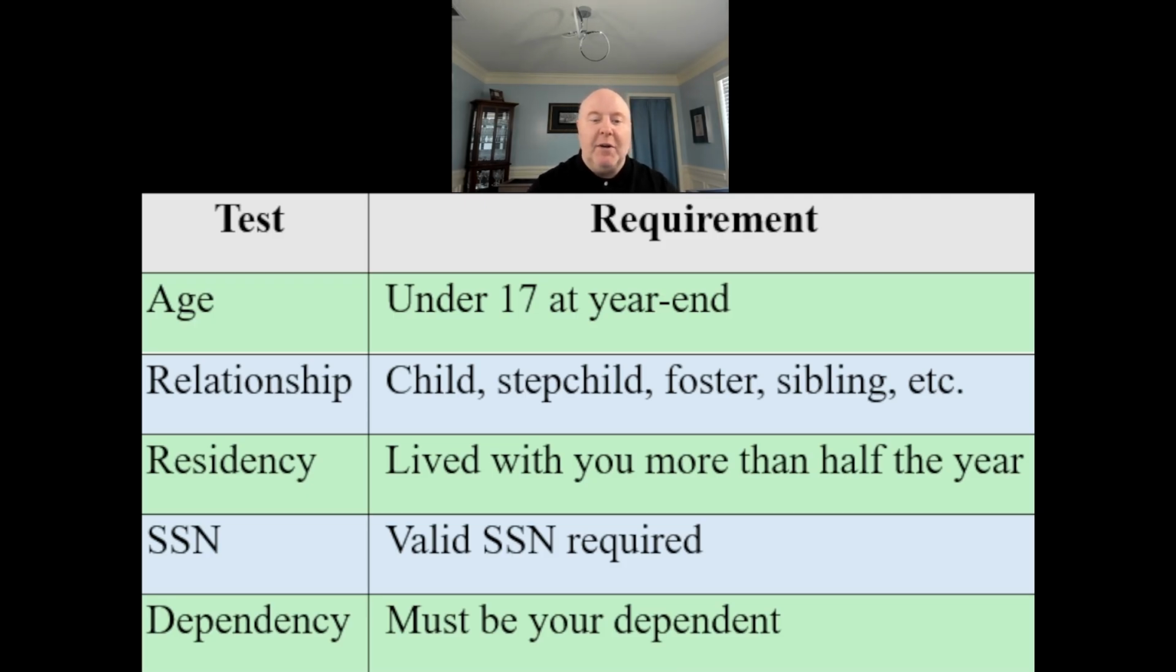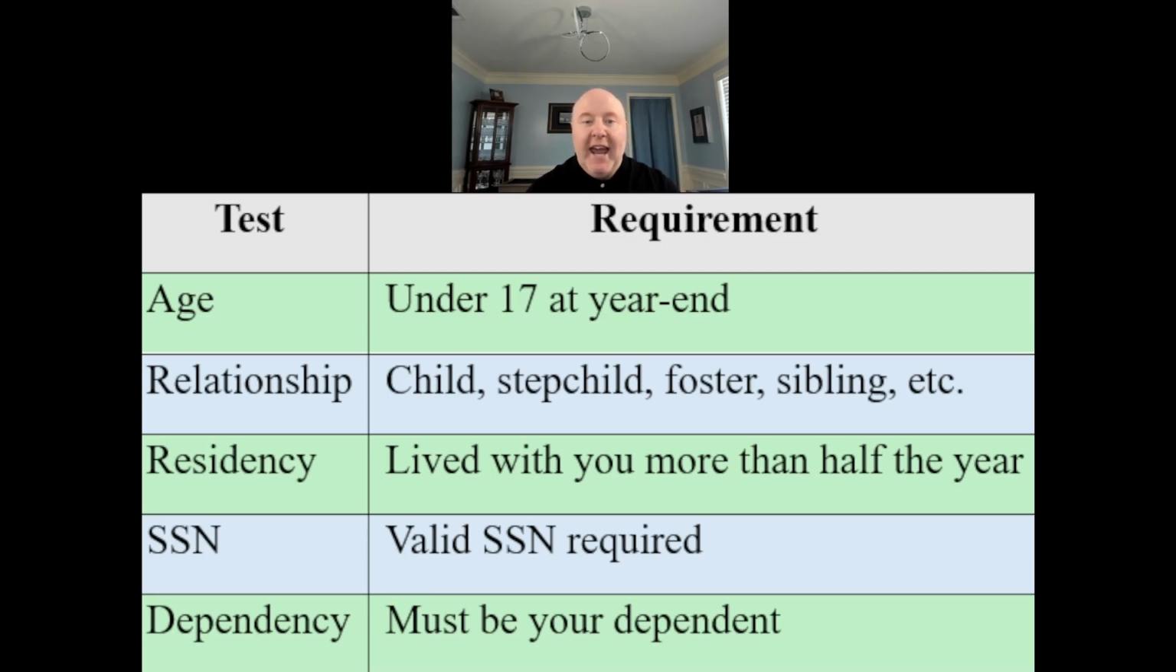The next one is going to be residency. So they have to have lived with you for more than half of the year. Okay, so they've lived with you for more than half of the year. They have to be your dependent, so you have to be able to claim them. They have to be your dependent. And then finally, they have to have a valid social security number in order to qualify for this tax credit.